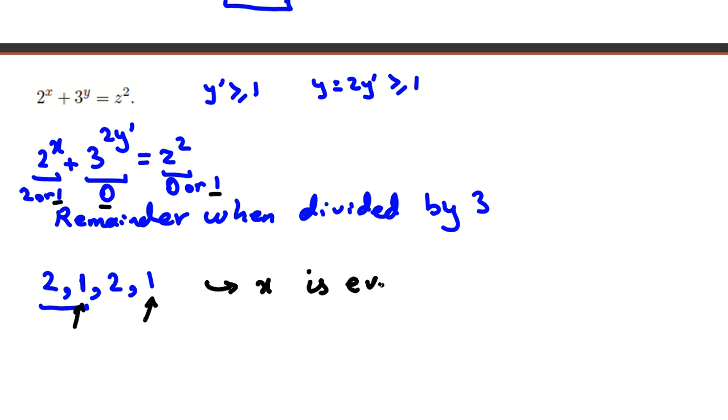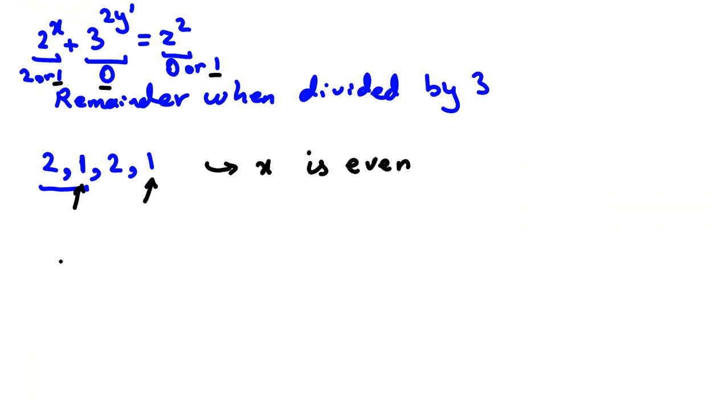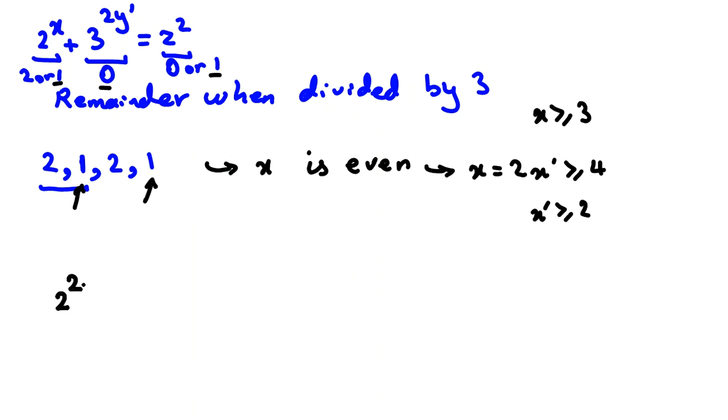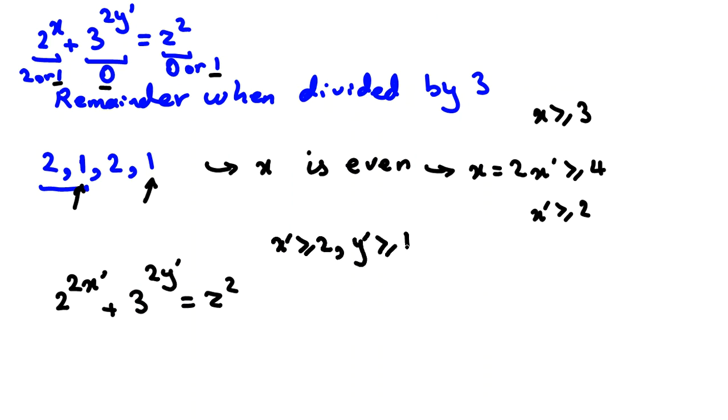x is even. So if I want to write, we can say x is 2x prime, and we said x should be at least 3 because we've considered x 0, 1, 2. So 2x prime is at least, because it is even, at least 4, and it's equivalent that x prime is at least 2. So I say what? I replace x with 2x prime: 2 to the 2x prime plus 3 to the 2y prime equal to z squared. x prime is at least 2 and y prime is at least 1.